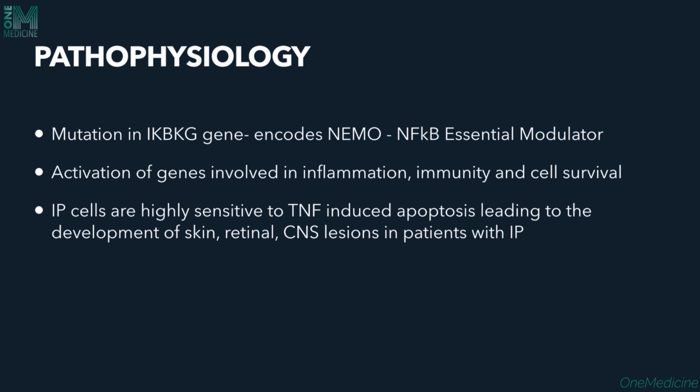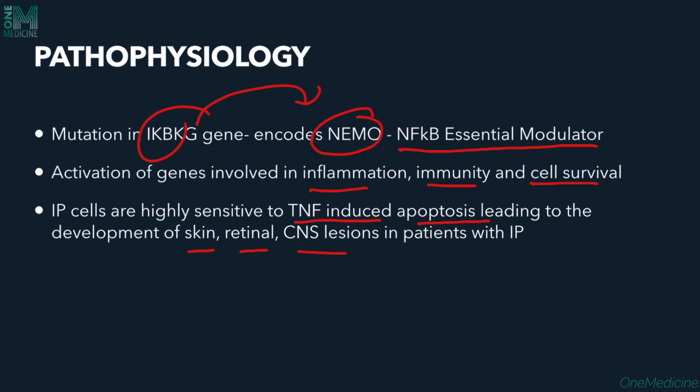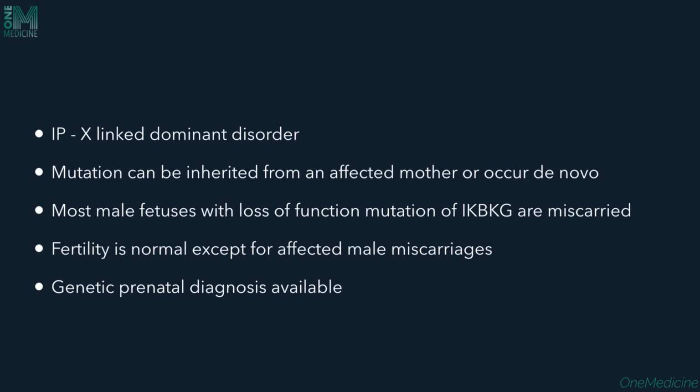Pathophysiology. There's a mutation in the IKBKG gene, which encodes for NEMO. NEMO is basically nuclear factor kappa B essential modulator, and that is mutated here. Activation of genes involved in inflammation, immunity and cell survival takes place. These incontinentia pigmenti cells are also highly sensitive to TNF-induced apoptosis, leading to development of skin, retinal and CNS lesions in patients. So this is an X-linked dominant disorder, as I told you before.